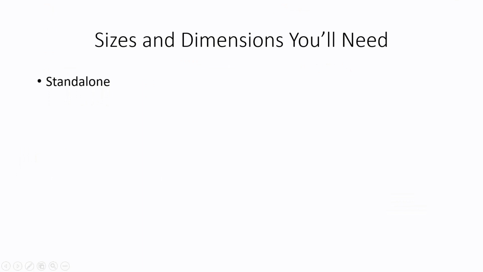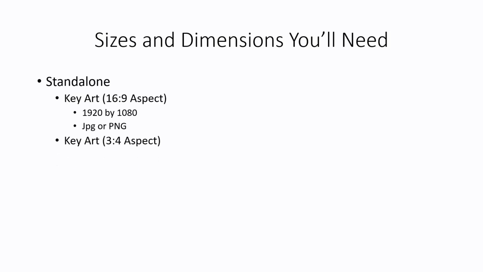Now, for the standalone videos, the key art will have a 16:9 aspect ratio. It'll need to be 1920 by 1080, JPEG or PNG. Now, you'll also have another key art piece. This time, though, it'll be 3:4 aspect ratio, so not 4:3. That means then that the art will be 1200 by 1600.